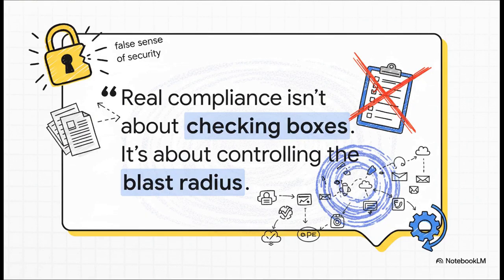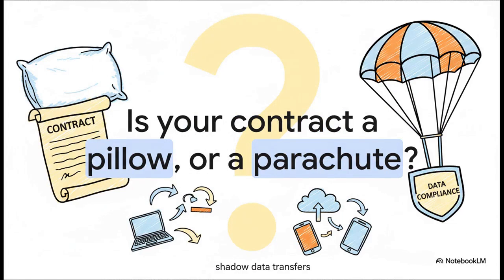And this really brings us to the core idea of this whole explainer. The goal isn't just to check a box that says SCC signed. The real goal is to understand your actual risks and put meaningful controls in place to limit the potential damage, to control the blast radius for when something inevitably goes wrong. So I'm going to leave you with this one question to take back to your team. Take a hard look at your data transfer program. Are your contracts and your processes just a comfortable pillow, giving you a false sense of security? Or are they a genuine, well-packed parachute, ready to work when you actually need it most?